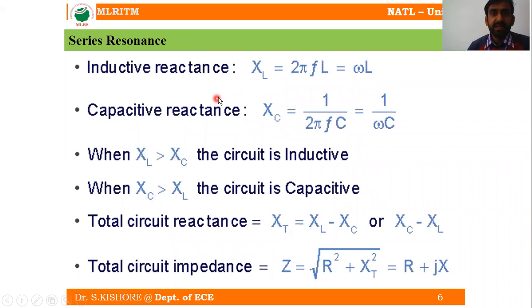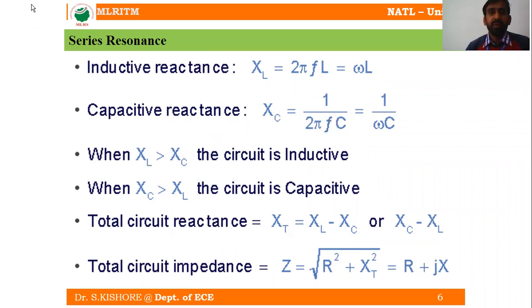So what is this inductive reactance? XL is nothing but omega L, which is equal to 2 pi fL. Omega is nothing but 2 pi f, right? And the capacitive reactance XC is equal to 1 by 2 pi fC.